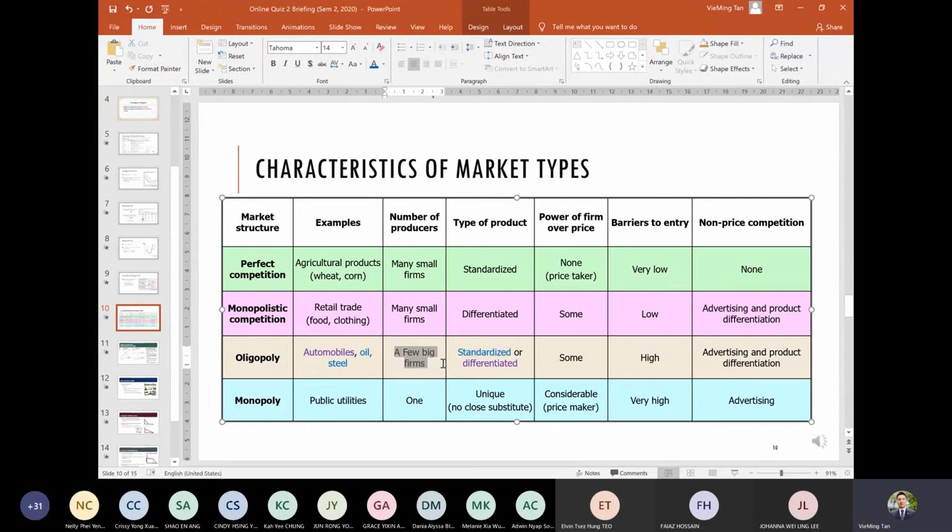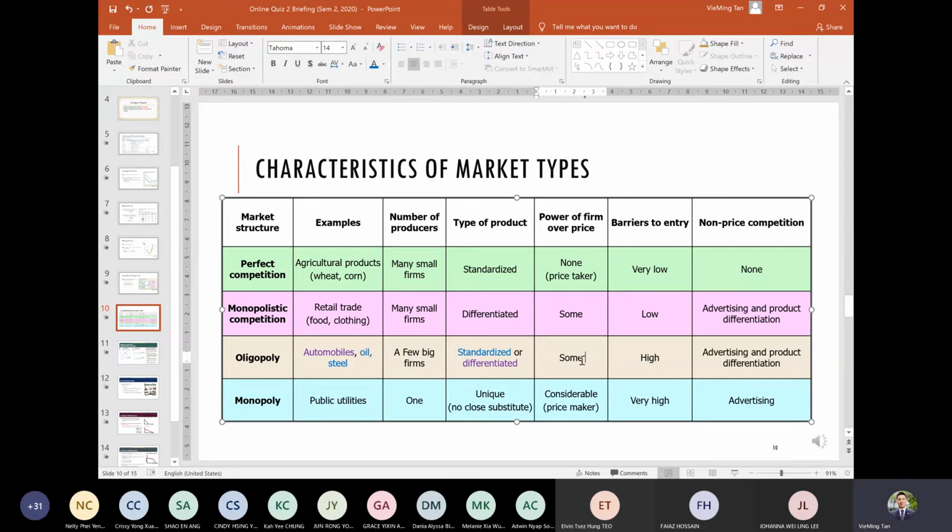So the main characteristic is as long as there are only a few big firms in the market, it is considered an oligopoly. Like just now, one student mentioned that there are two companies competing with each other for market share, and this is under the oligopoly market. Because of this, the companies in the oligopoly market have power to influence the price. So we can also consider them as price makers as well. They have some power.